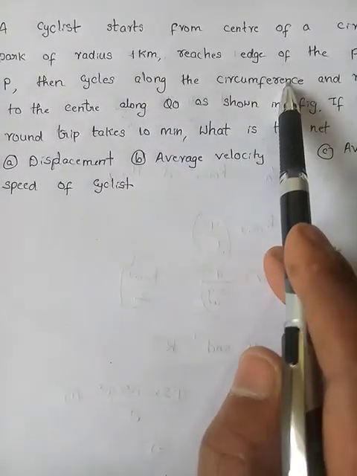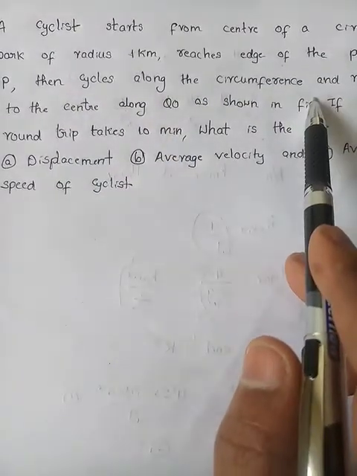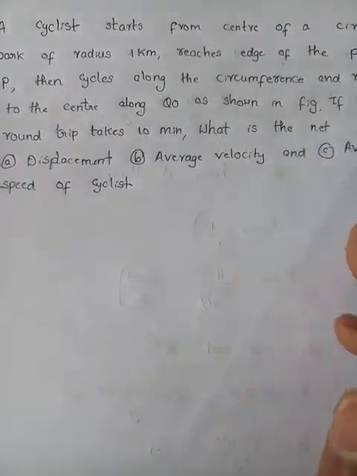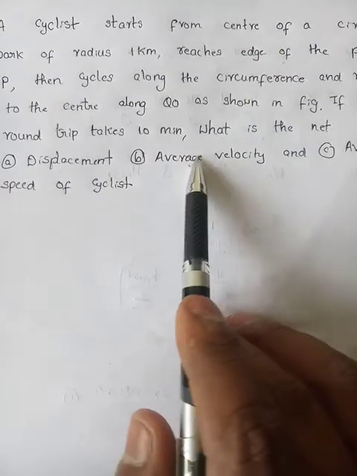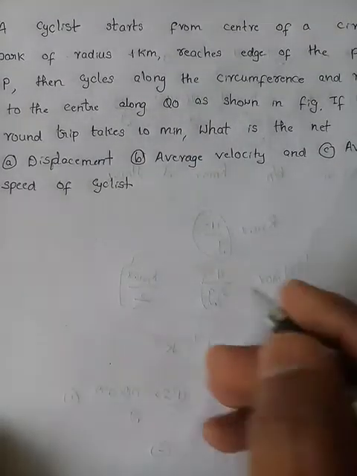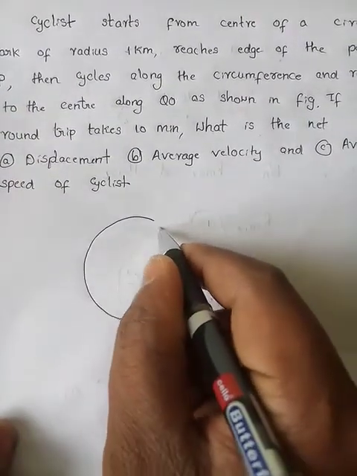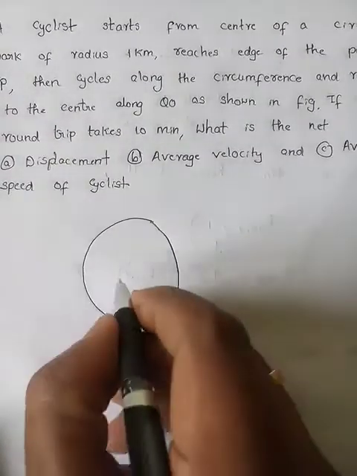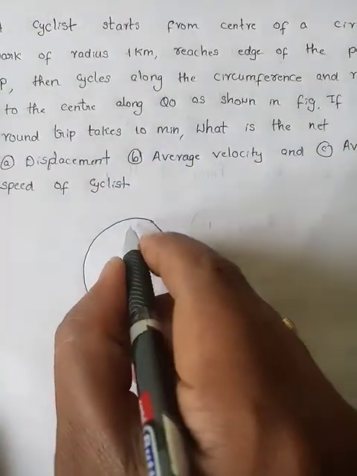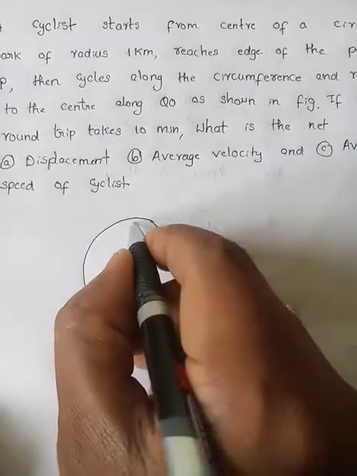kilometer, reaches the edge of the park P, then cycles along the circumference and returns to the center along QO as shown in the figure. If the round trip takes 10 minutes, what is the displacement, average velocity and average speed of the cyclist? They have given the diagram. There is a circular park. The cyclist starts from the center of the circular park of radius 1 kilometer. Now, what happens? He reaches the edge, the point P.